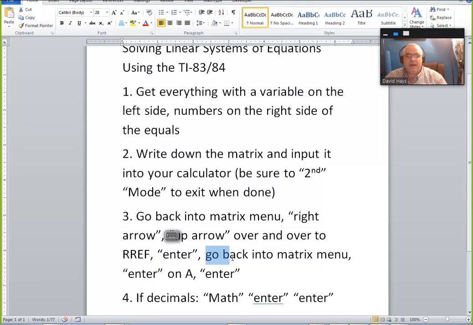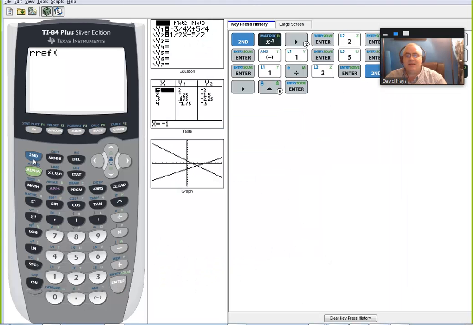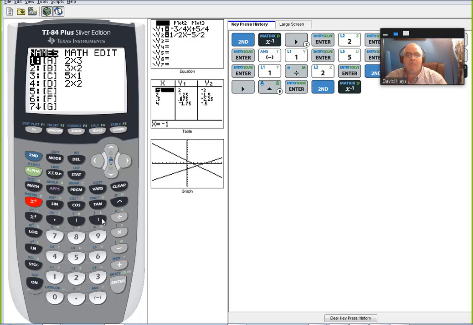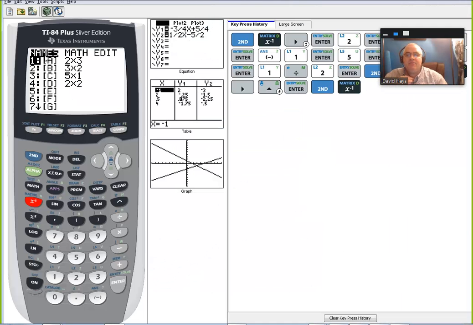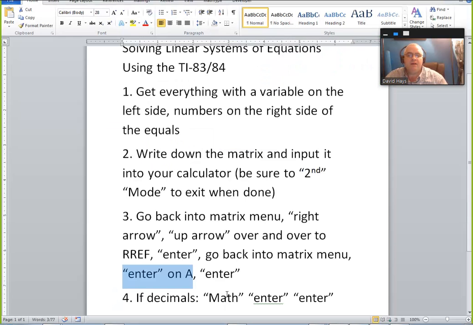Then it tells us to go back in the matrix menu. So do second, x to -1. We're going to do enter on A. Now I'm under names, and you see A's already highlighted. There's nothing special we're doing. We're just simply pressing enter. And then we'll press enter again.